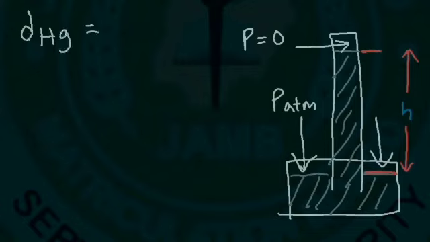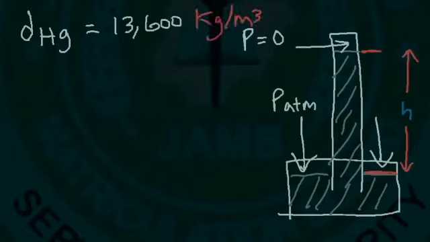With this information, how can you calculate the height of the mercury column? How high is it above this level? What's the difference in height? Now let's say that you know the density of mercury. The density of liquid mercury is about 13,600 kilograms per cubic meter. And you know the atmospheric pressure. So what is the height of the mercury column?